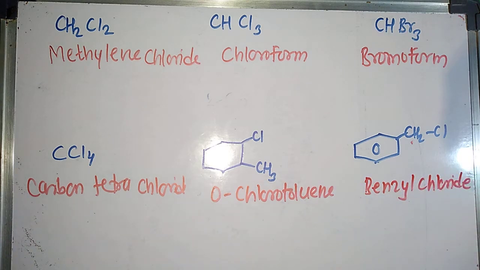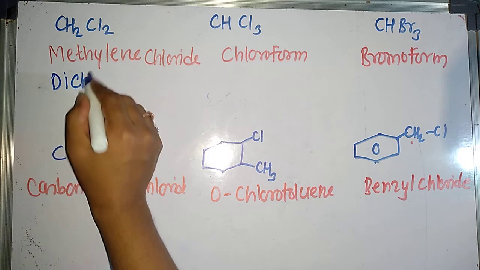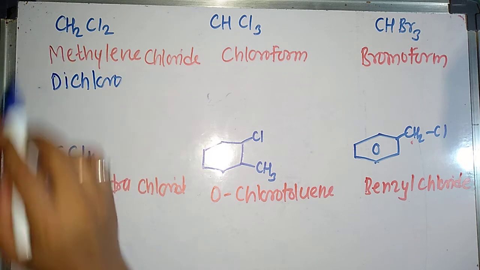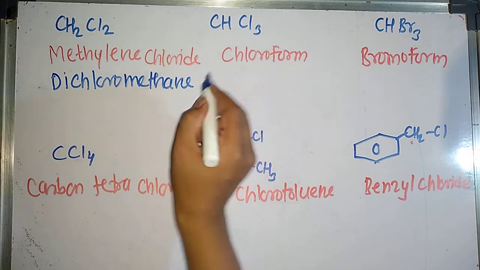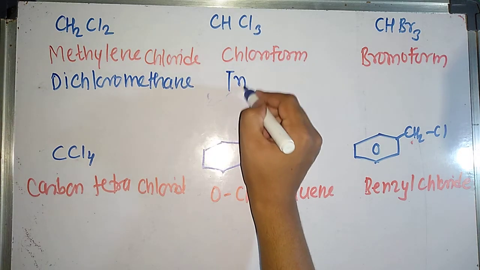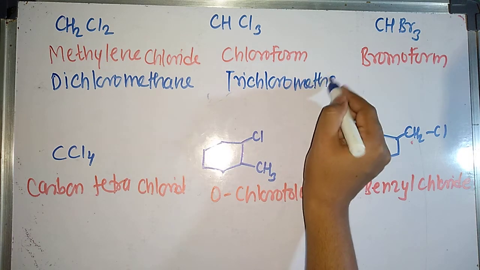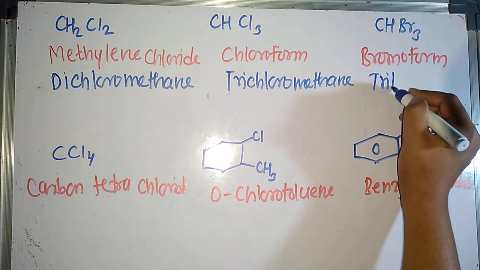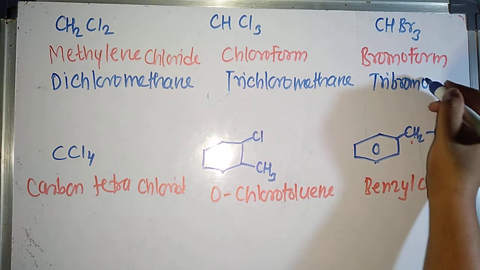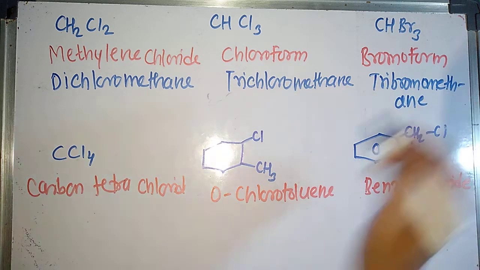Now we'll see the IUPAC names. Look at here, IUPAC name. We are having 2 chlorine atoms, so I will write here dichloro. Identify the parent alkane. There is 1 carbon atom, so the parent alkane will become methane. So dichloromethane. 3 chlorine atoms are there, so I will write trichloro. 1 carbon atom is there, so methane, trichloromethane. 3 bromine atoms are there, so I will write here tribromo. The 1-carbon alkane is methane, so tribromomethane is the correct name.